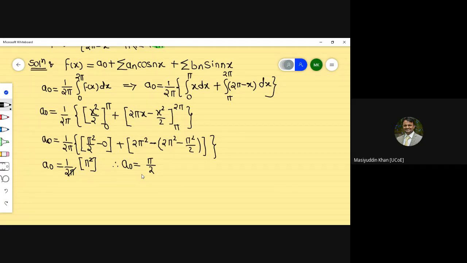Now moving on to the an part, we have to calculate the an part. I'm writing this as equation number a.